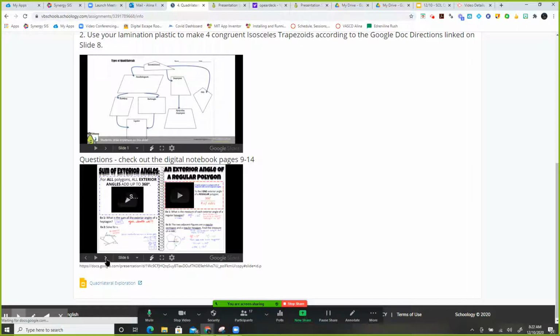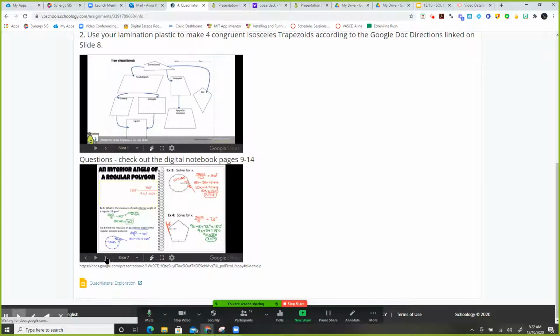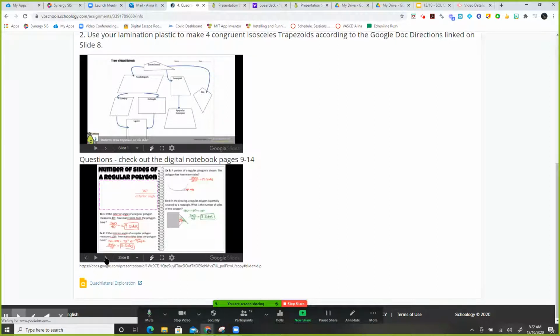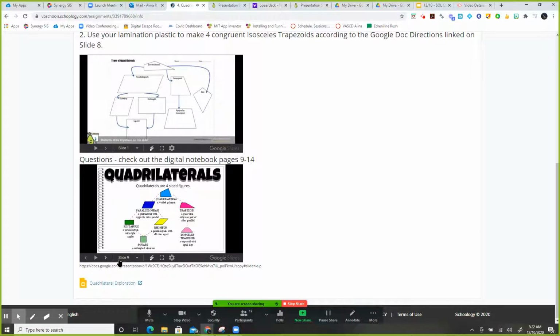I'm trying to get to slide 9. We'll see if I can get there. My computer is not responsive today. Lots of videos from Ms. Kimbrough. They're a fantastic resource. You don't have to use any color in particular. Yeah. So slide 9 on the digital notebook is pretty much the same as this cover slide on your slides.